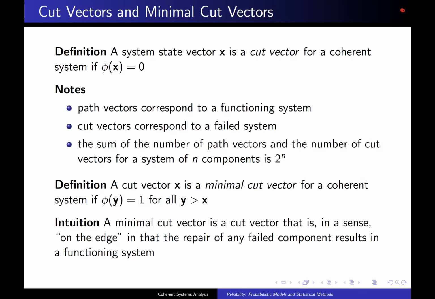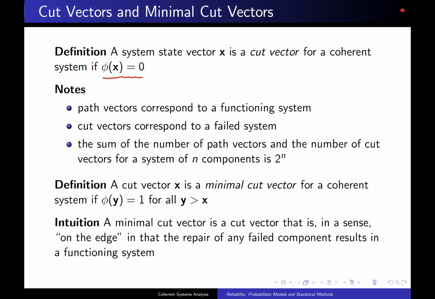So far in this section, we have defined a path vector, a minimal path vector, and a minimal cut set. We're now about to define the analogous vectors and sets with respect to cut vectors, minimal cut vectors, and minimal cut sets. So starting off with a definition, a system state vector x is a cut vector for a coherent system if phi of x equals 0.